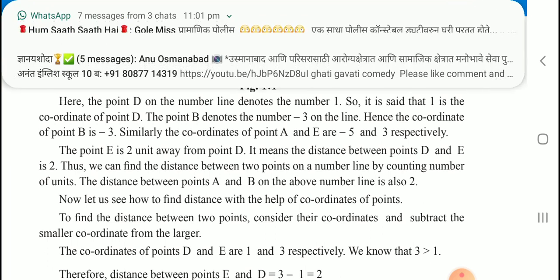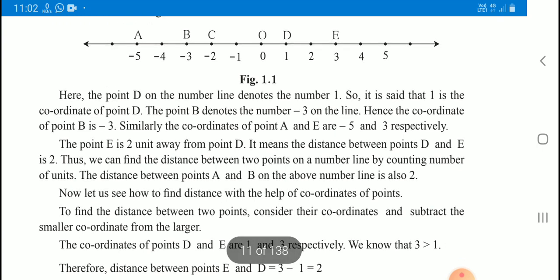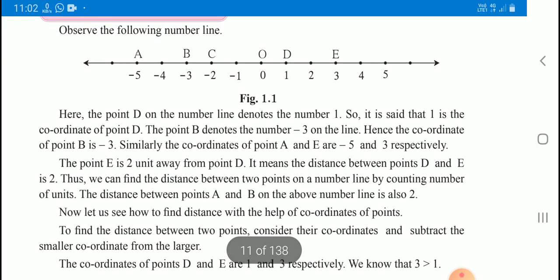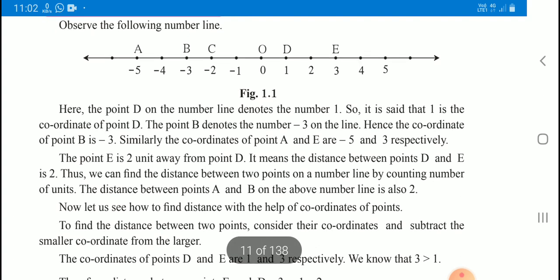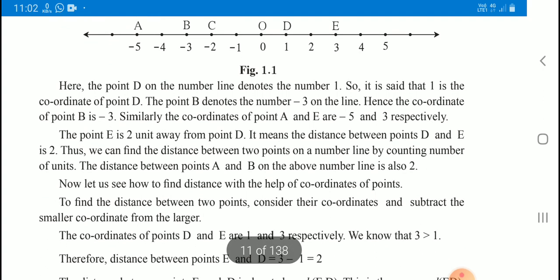We will see the distance between the points A and B. The coordinate of point A is -5 and the coordinate of point B is -3. If we compare -5 and -3, then here negative 3 is greater than negative 5, because the number which is near to 0 is known as the greater number while comparing negative numbers.